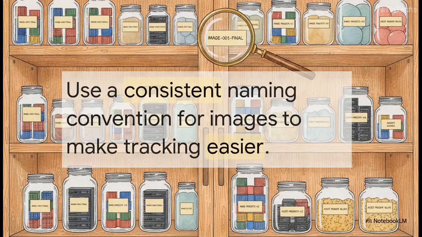A clean kitchen also means precise labeling. You absolutely need to use a consistent naming convention for your images and containers. When you're managing dozens or even hundreds of containers, having an organized system makes tracking an absolute breeze. It's kind of like clearly labeling all your pantry ingredients. It just saves you a massive headache later on.